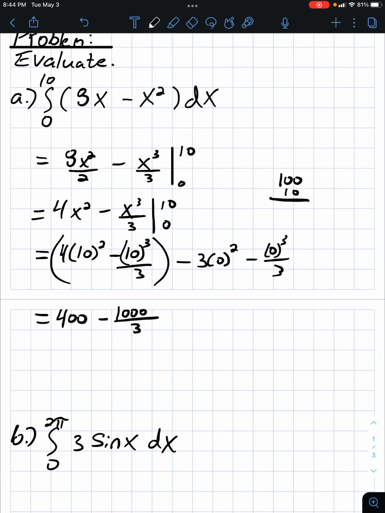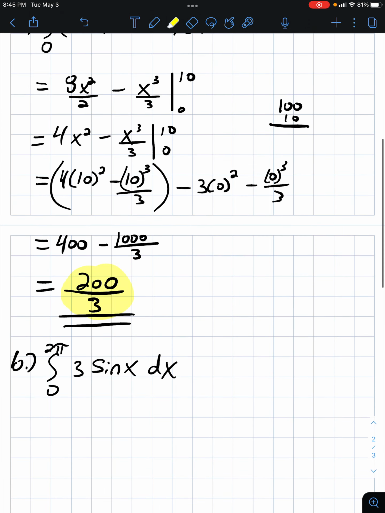So now we get 400 minus 333 essentially. We have the same common denominator of 3, and our numerator is going to be 1,200 minus 1,000, so 200 divided by 3. That is going to be the solution for part A. So the integral from 0 to 10 of 8x minus x squared dx is going to be equal to 200 divided by 3.